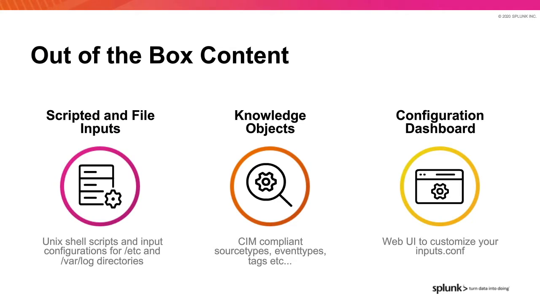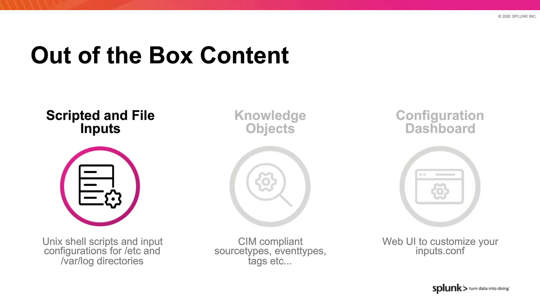So next, we are going to cover the content included within the Splunk add-on for Unix and Linux. The content can be broken down into three categories. First, we'll look at the scripted inputs and files the TA collects. Then, we'll review the included knowledge objects like source types. And finally, we'll go over the configuration dashboard included with the TA. It's simply a tool to help you configure your inputs.conf file. So first, we'll do an overview of the scripted inputs and files.